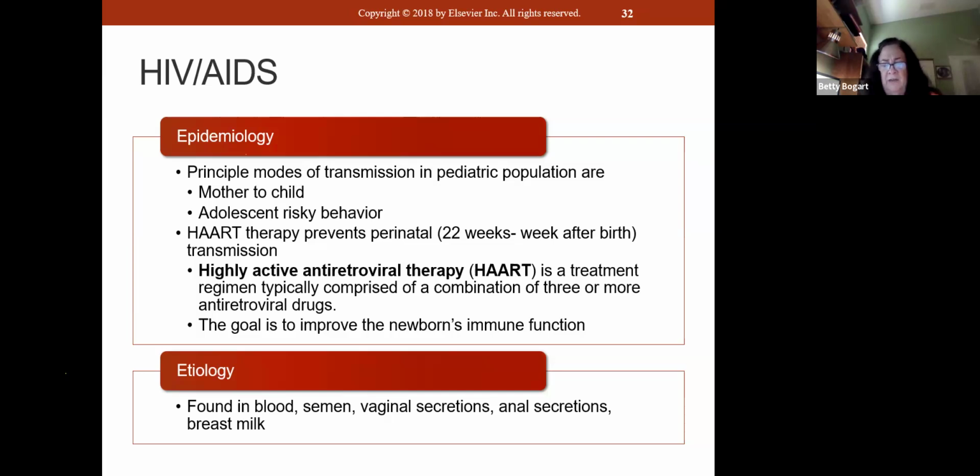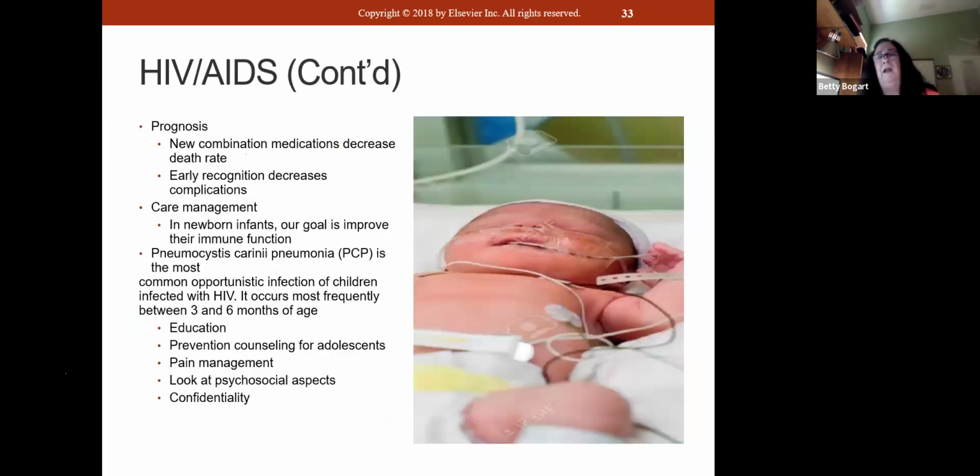The other way with HIV and AIDS is when we talk about adolescents, and it's that risky behavior. And again, we can teach and try to help that. So again, with HIV and AIDS, the whole big thing is to boost that immune system of that infant.